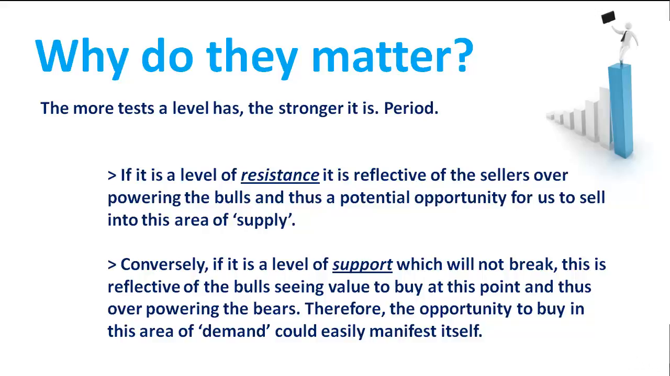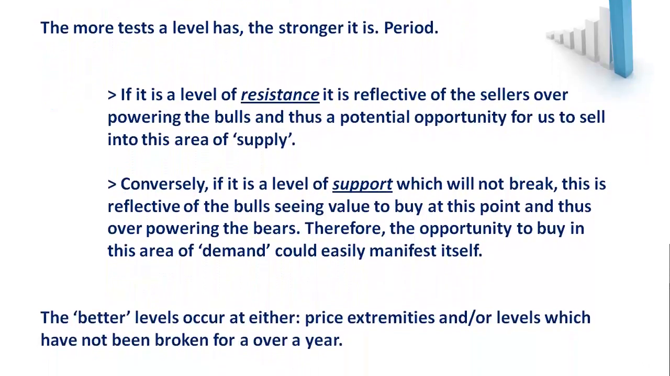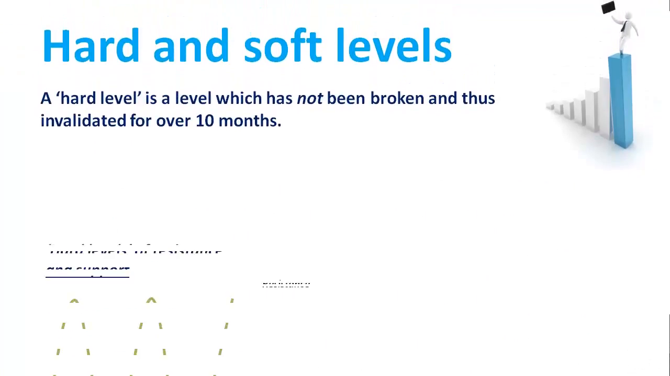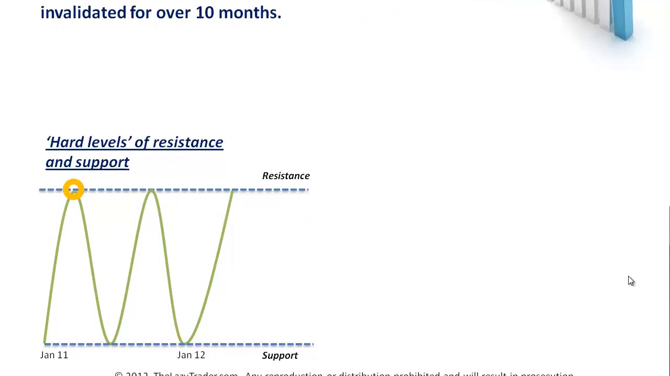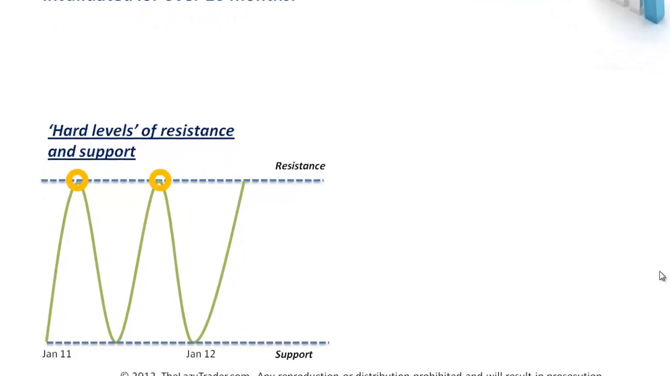But in terms of where we find levels, they generally occur at round numbers, psychological numbers, and price extremities: all-time highs, all-time lows, 5-yearly highs, 5-yearly lows, 10-yearly highs, 10-yearly lows. You catch my drift. But we can further quantify levels of support and resistance into hard and soft levels. And we actually prefer the hard levels of support and resistance, because these are essentially levels which have not been broken in 10 months to a year.